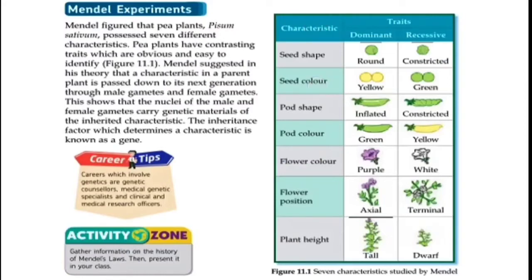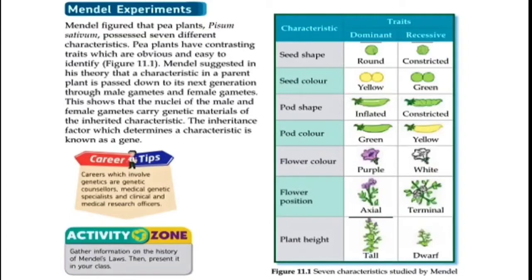Second one, seed color can be yellow, dominant, green, recessive. Pod shape, inflated, dominant, constricted, recessive. Pod color, green dominant, yellow recessive. Flower color, purple dominant, white recessive. Flower position, axial dominant, terminal recessive. Plant height, tall dominant, and dwarf or short is recessive.